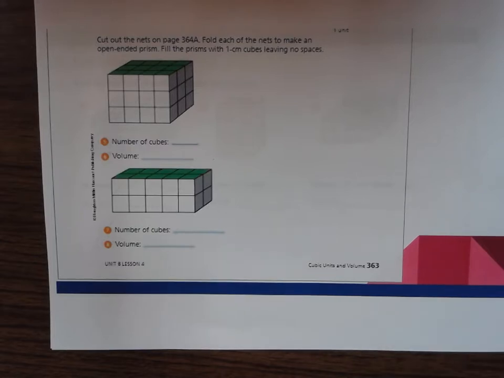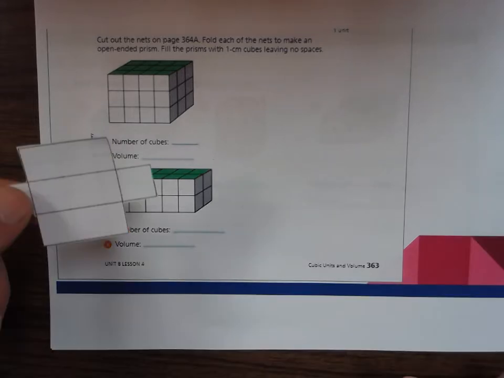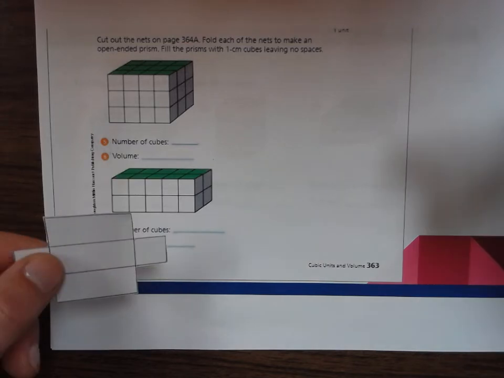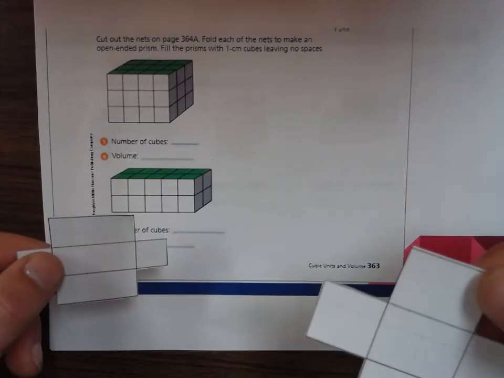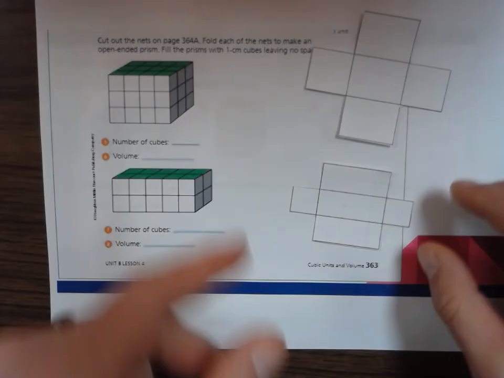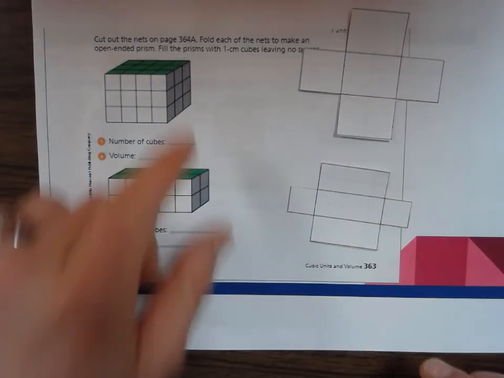We have, I made one kind of like it. I made the bottom one, it looks like right here. The top one is 1, 2, 3, 4, yes, right there. So I did make these myself. If you would like to, you can turn to that 364A and actually cut those out. You can use that book and cut it out.